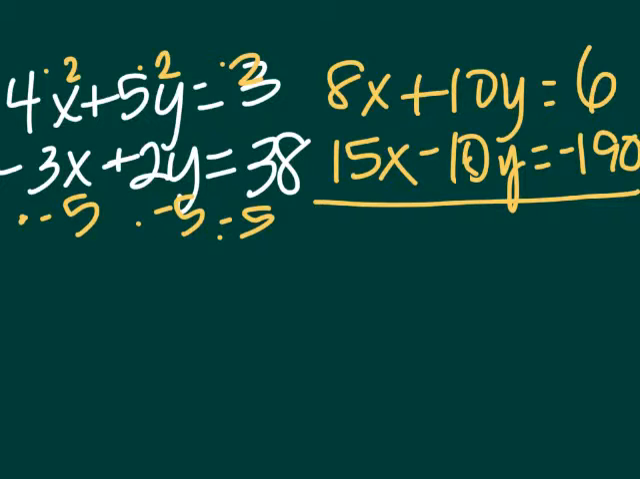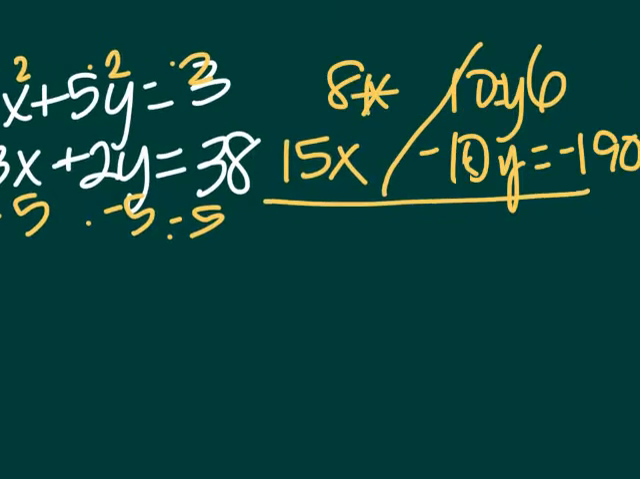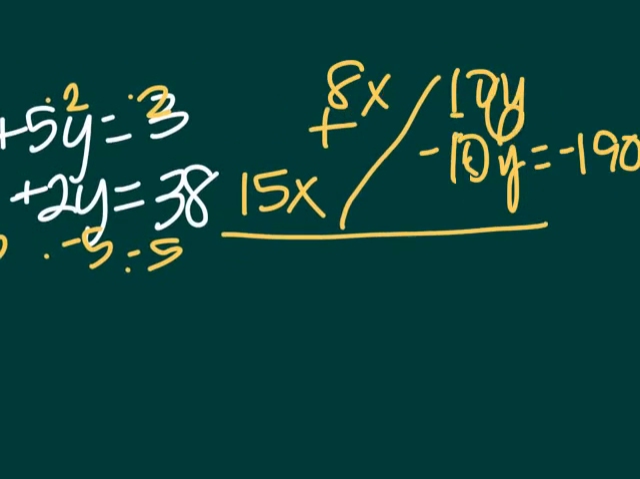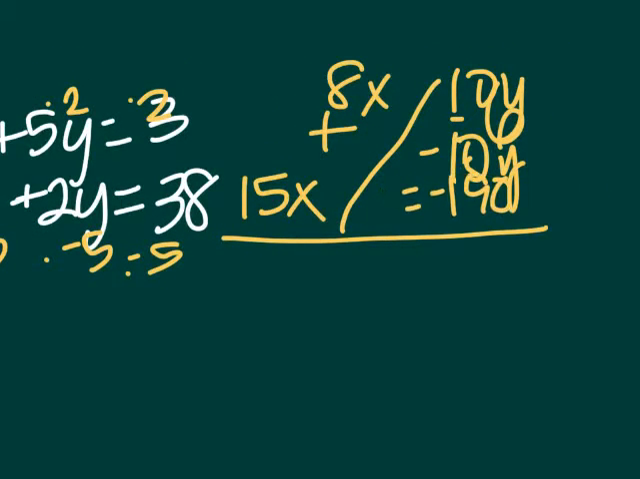Okay, so now, Alexis, what did you make eliminate one another? The 10y's. Okay, good. And now what do we do? Now we add everything else up. And let's scoot everything over a little bit.